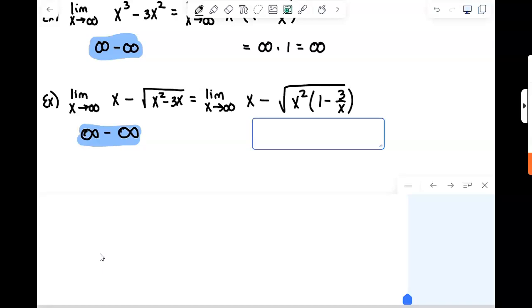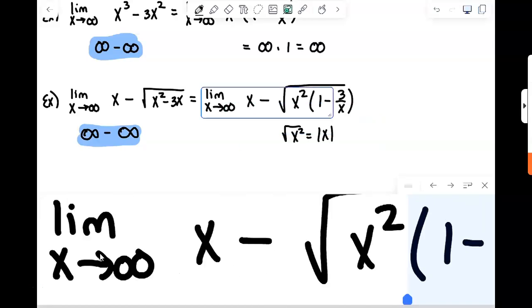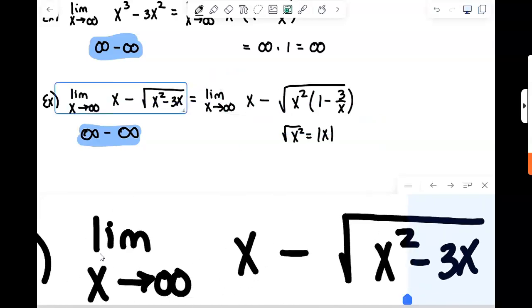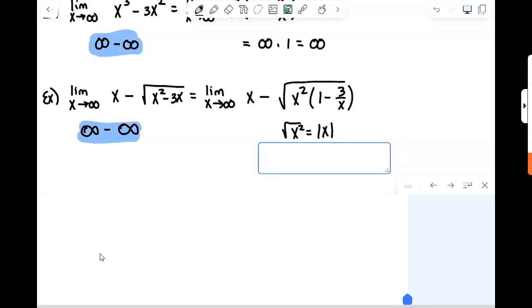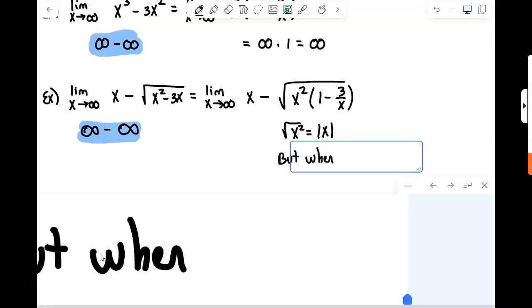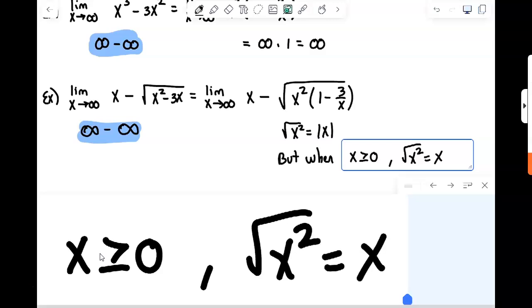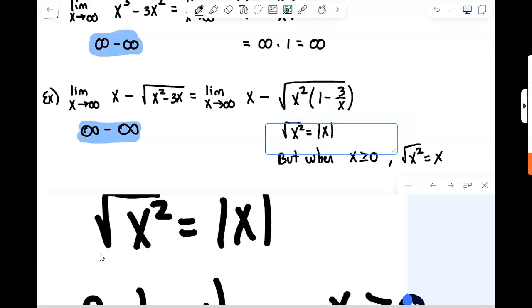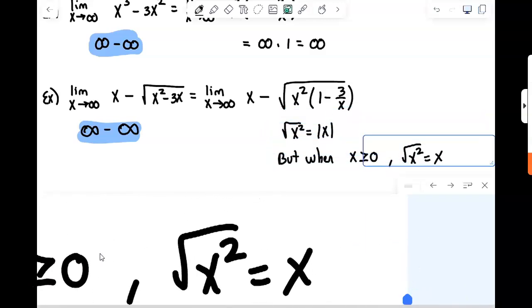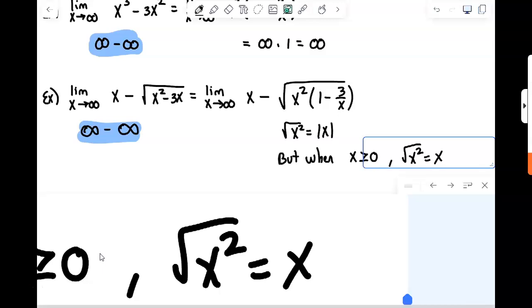Now, when it comes to the square root of x squared, we know that that is the absolute value of x. But since we're approaching positive infinity, the values we're dealing with are only positive, so we know that the absolute value of x is equal to x. So the square root of x squared is just equal to x. If you were doing the limit as x goes to negative infinity, then we would say when x is negative, the square root of x squared would be going to negative infinity.